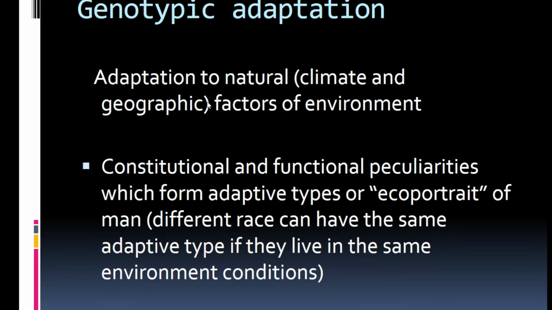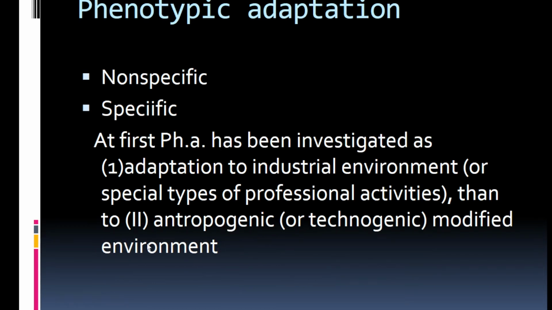A few words about genotypic adaptation. It's adaptation to natural climatic or geographic factors of the environment, and it means constitutional and functional peculiarities which form so-called adaptive types, or eco-portrait of humans. And we can see that different races can have the same adaptive type if they live in the same environmental conditions, for example, in northern and other climatic areas. Phenotypic adaptation, we can divide into two subtypes.